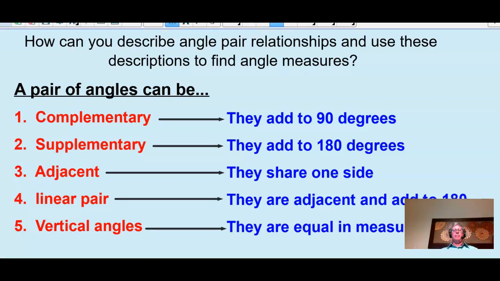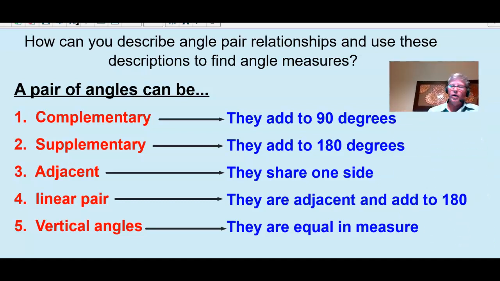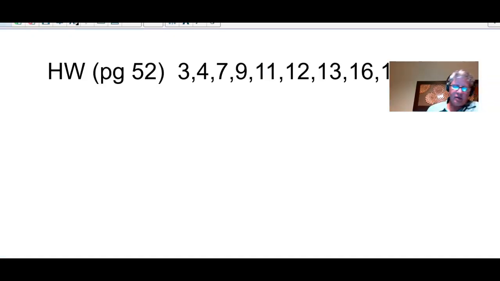Hey, that's it. What you should take from this is, if I say they are complementary, then you should say they add up to 90 degrees. If I tell you that they are supplementary, then you should say, Mr. Sayers, they add up to 180 degrees. Adjacent, they share one side. Linear pair, they're adjacent and they add up to 180, forming that straight line. And finally, vertical angles, certainly equal in measure. Good luck, ladies and gentlemen.